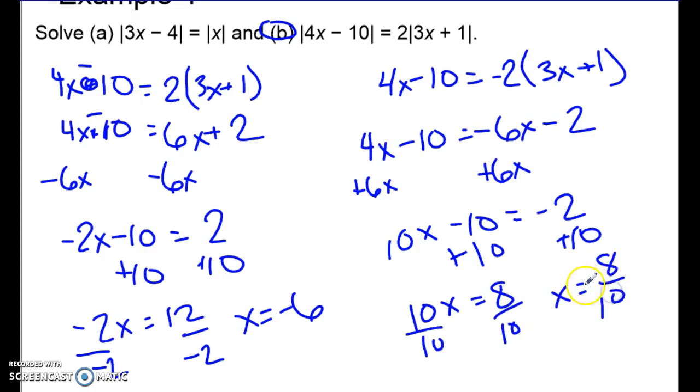But I look at that and I say, that's a fraction that I know can be simplified. And I know that I can divide both the numerator and the denominator by 2. So I'm going to go ahead and simplify my fraction. So x equals 4/5. Then I'll make sure I go back and double check my work to make sure that I was correct.